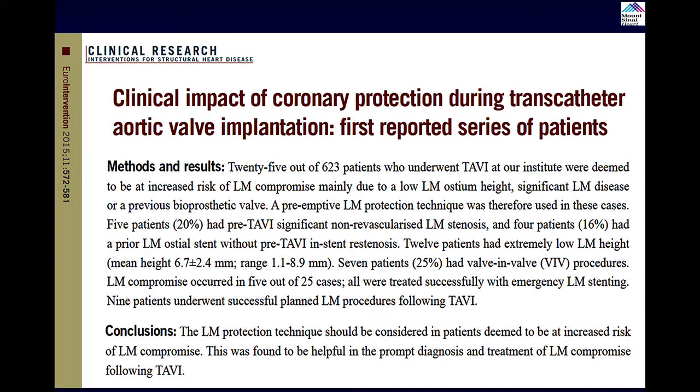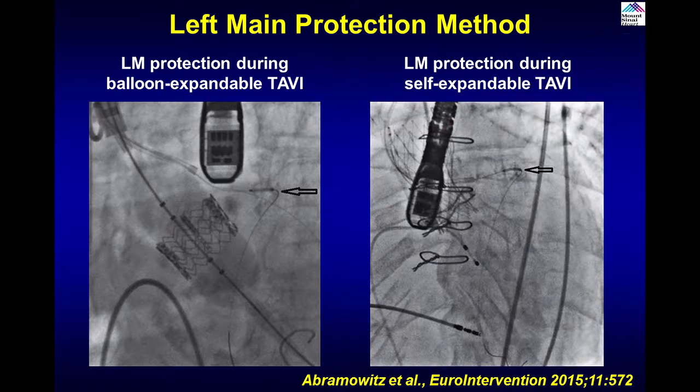Although it was needed in only 5 of the 25 cases, these were high risk patients because they have a low left main origin, a smaller sinus of Valsalva, or are valve in valve. All those 5 cases did very well, and that is the key. When obstruction occurred in 5 of the 25, all were treated successfully with emergency left main stenting. Next. And basically you can see at the 12 o'clock position, whether it's a CoreValve or the balloon-expandable valve, that you have the stent placed.